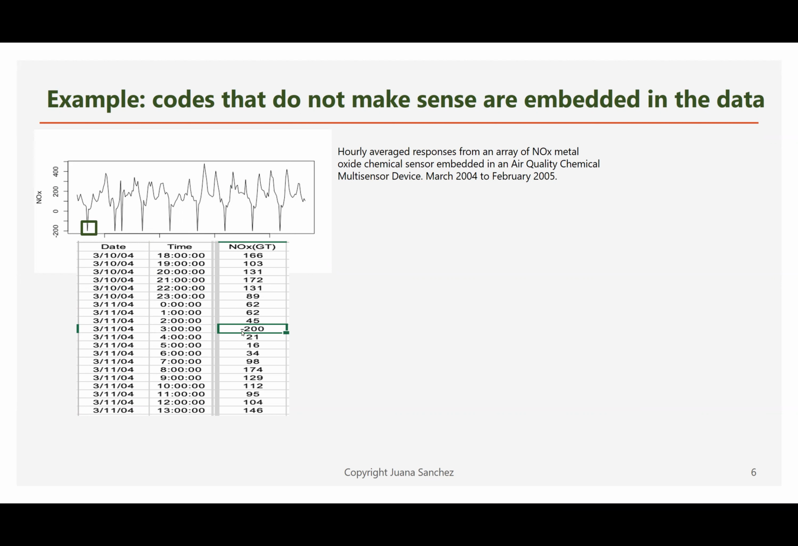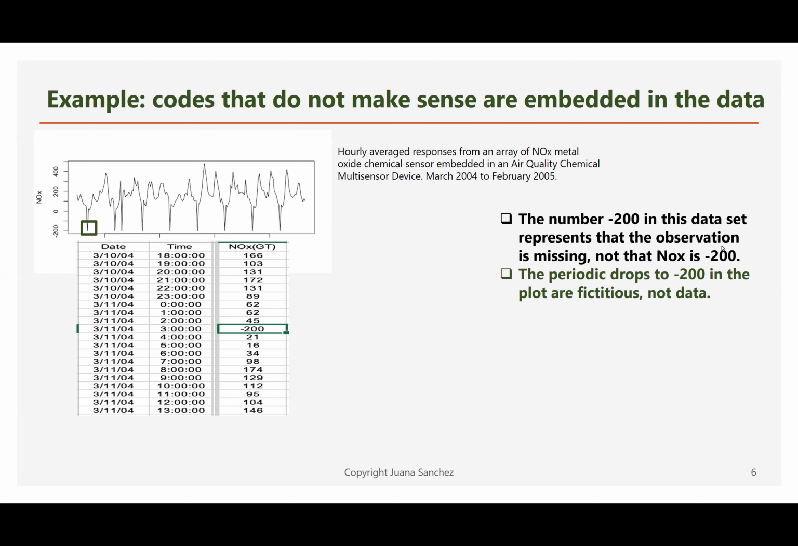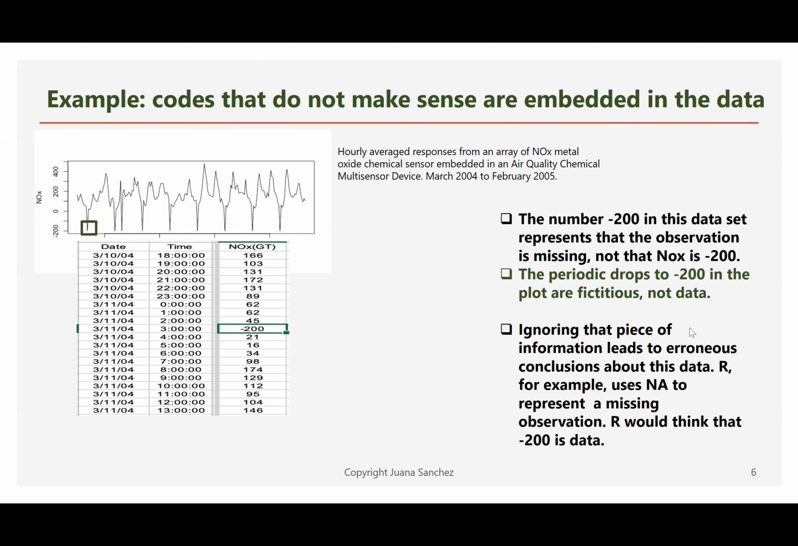It's structured in such a way that they put a negative 200 every time there is a missing observation, the sensor fails. Then they put negative 200. In the plot, that is showing as a drop in the value every so often. The number negative 200 represents the observation is missing, not that the NOx is negative 200. The periodic drops to negative 200 in the plot are fictitious. They're not data. Ignoring that piece of information leads to erroneous conclusions about this data.